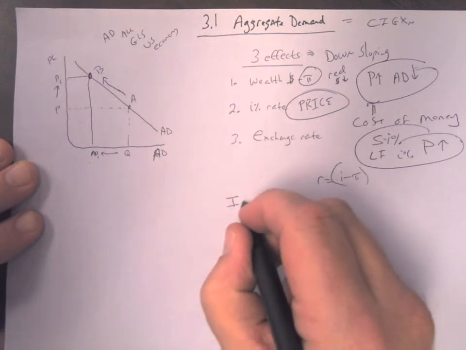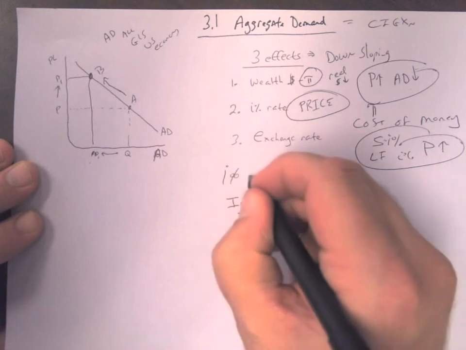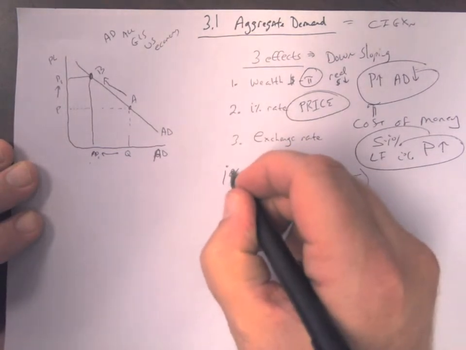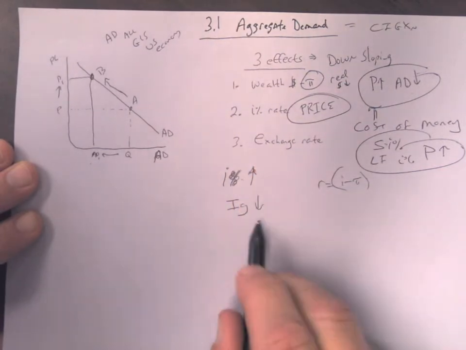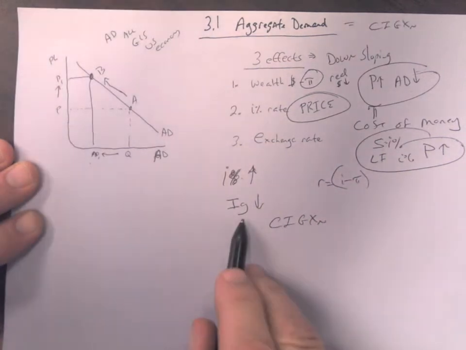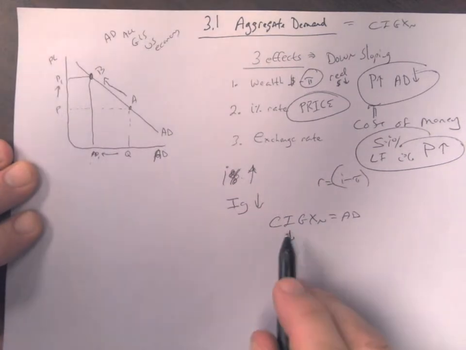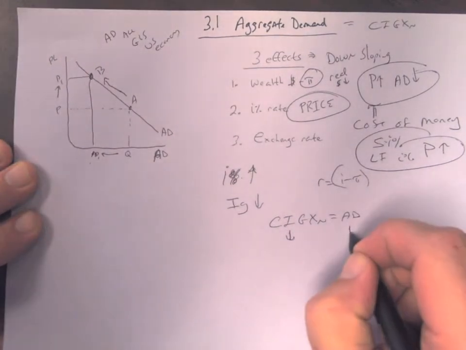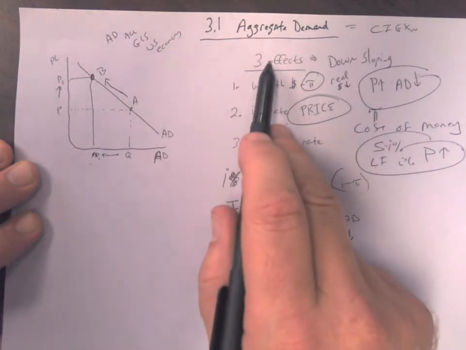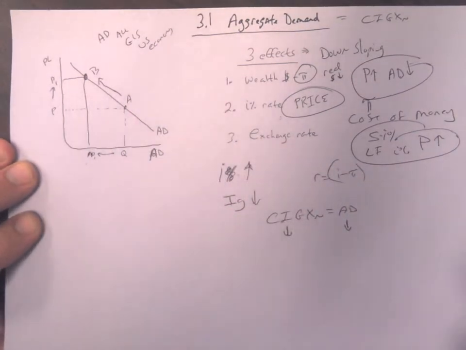So remember, gross private investment. If interest rates go up, then what's going to happen to investment is it's going to decrease. And investment, remember, is part of SIG-X. So if investment decreases, and this equals aggregate demand, if one component of one thing decreases, on the other side of the equal sign, that's going to decrease as well. So the interest rate effect, the wealth effect, and the exchange rate effect are all going to be things that show the aggregate demand is downward sloping.